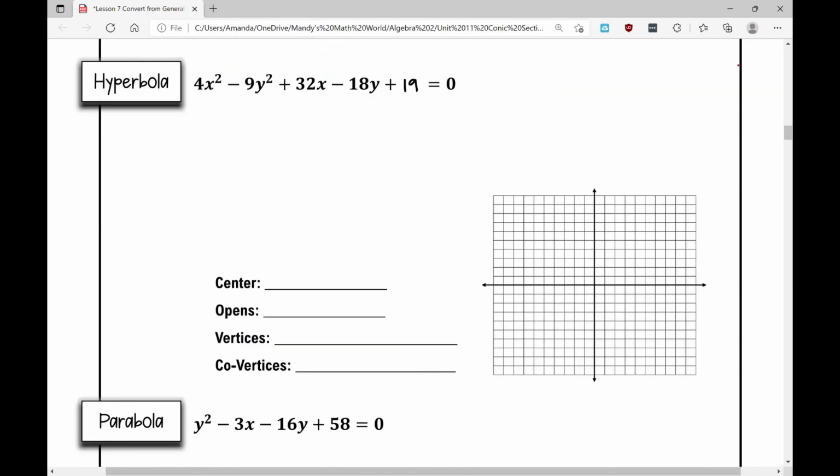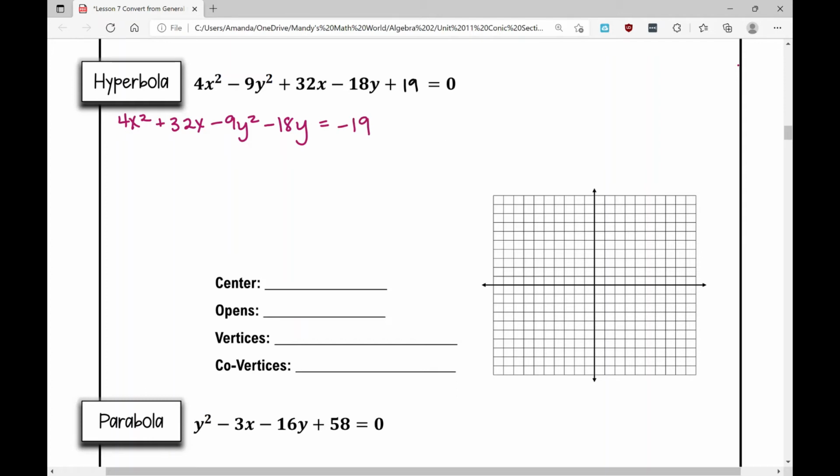In this next example of a hyperbola, I can look at this equation and tell it is a hyperbola because all of my squared terms are on one side of the equal sign. One's positive and one's negative. The first thing I'm going to do is group my x and y terms. So 4x squared plus 32x minus 9y squared minus 18y equals, I'm going to move that constant to the other side of the equal sign.